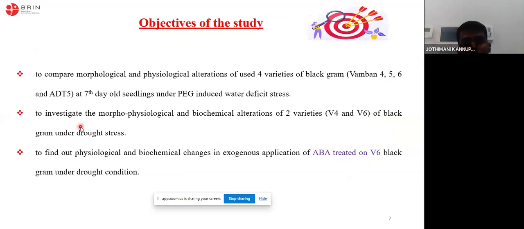And this slide shows the overall objective of our study. The first objective is to compare the morphological and physiological alteration of 4 varieties of black gram, specifically looking at their 7 days old seedling under PEG-induced water deficit stress.